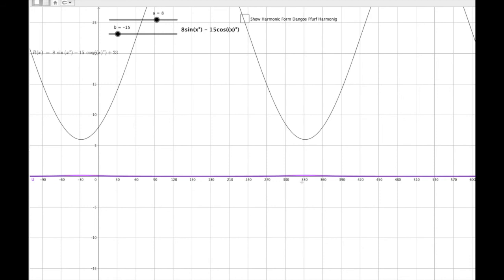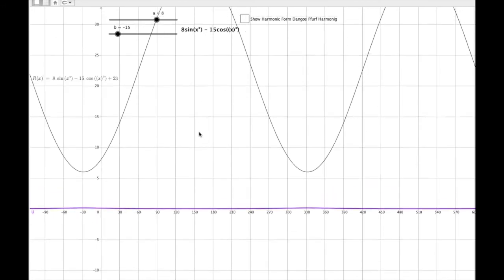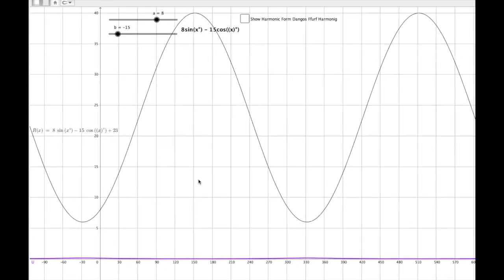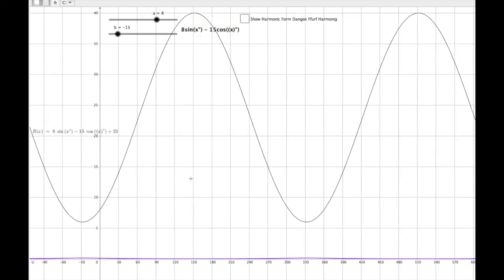Now you can see that this is a very flat sort of curve. I shall expand it in a second, but what we can see is, of course, it is periodic because the original functions are periodic, and it's rising up here, and we can see the maximum is here for the original with the plus 23, so that's going to be the minimum.